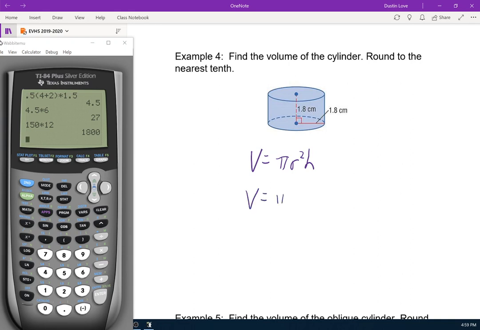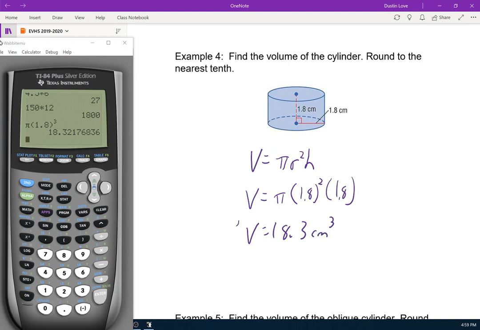So volume equals pi times the radius, 1.8, squared, times the height, 1.8. Pi times 1.8, and it looks like that is just going to be cubed. 18.3 centimeters cubed.